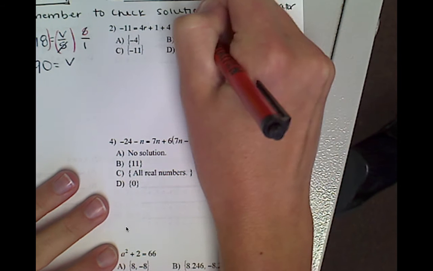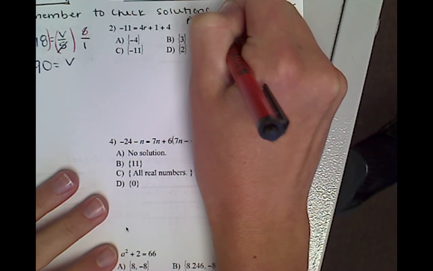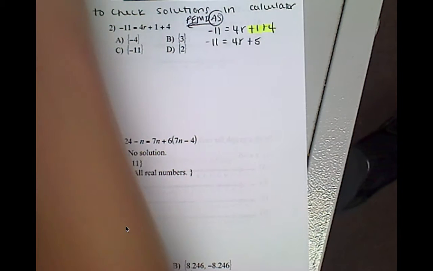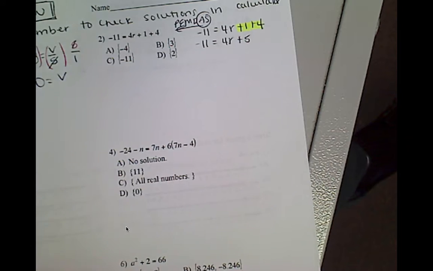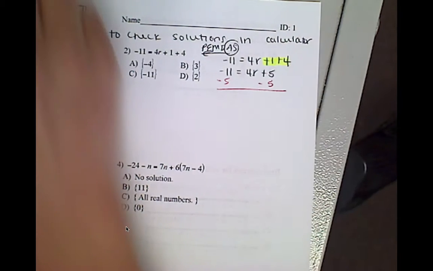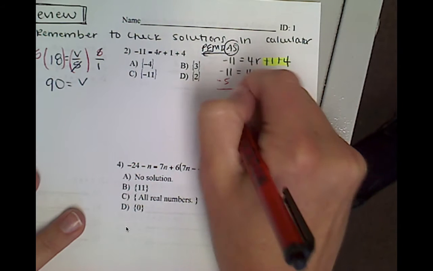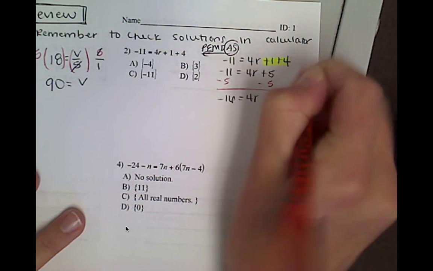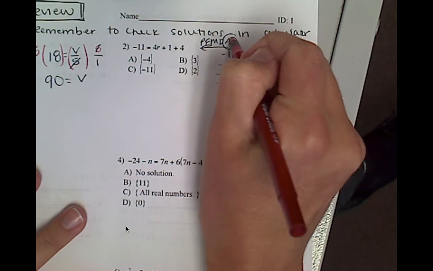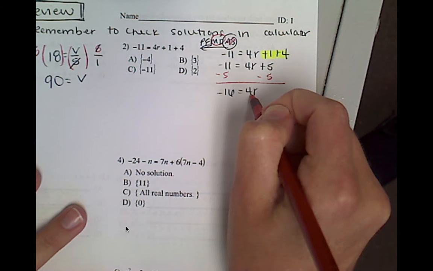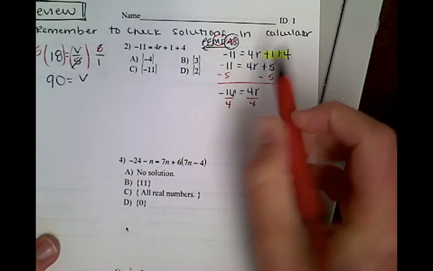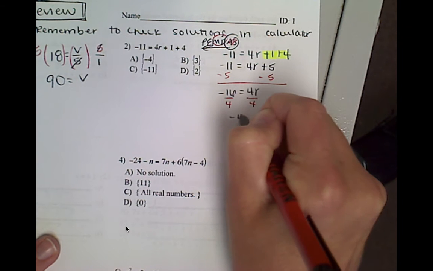Now remember, you want to think of this as PEMDAS backwards. So let's take care of addition and subtraction. The 5 is adding to R, so the opposite of adding a 5 is going to be to subtract a 5 from both sides. Negative 11 minus 5 is negative 16. Type it in your calculator if you don't know that. And the opposite of 4 times R, so we're taking care of multiplication and division, is to divide by 4 on both sides. And negative 16 divided by 4 on my calculator is going to be a negative 4 equals R.